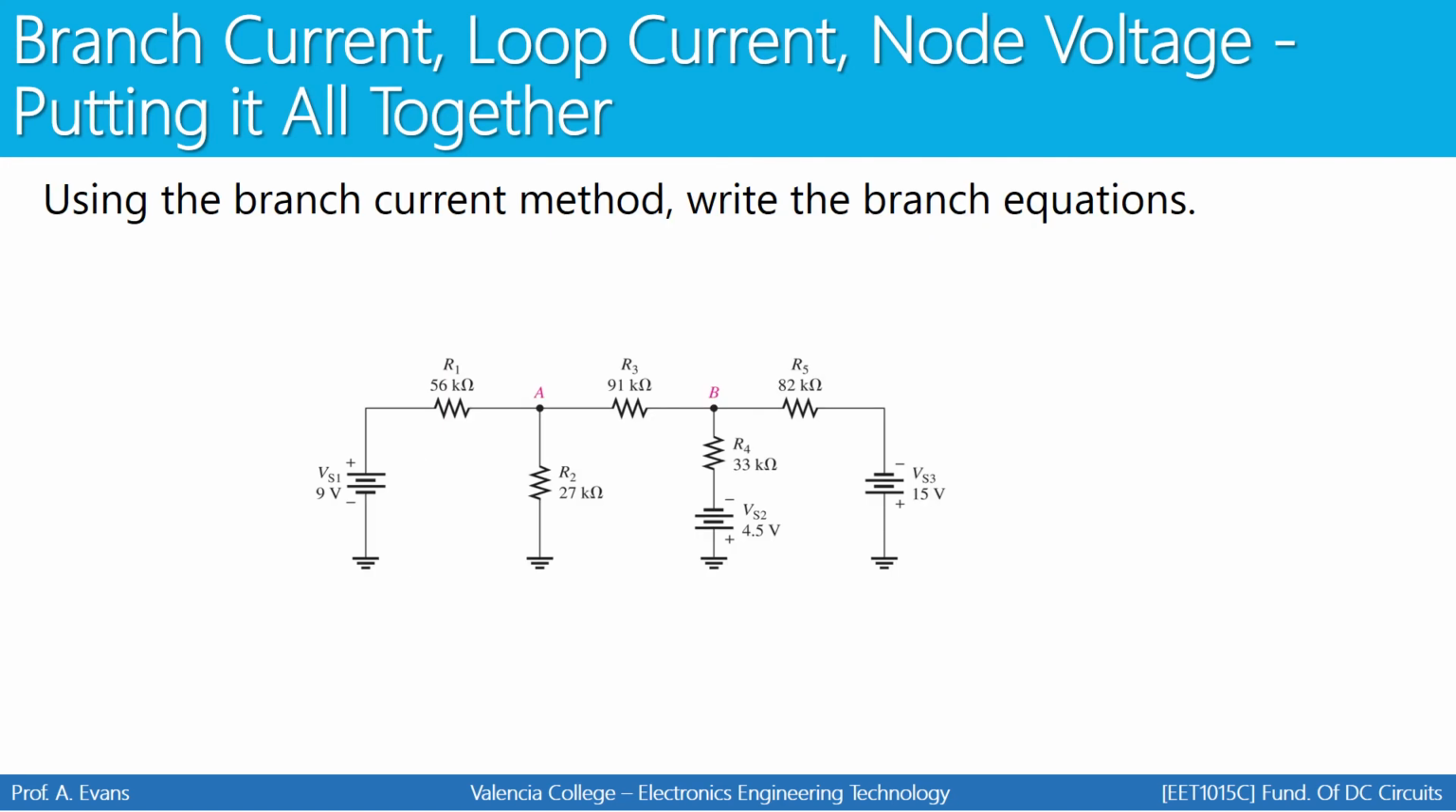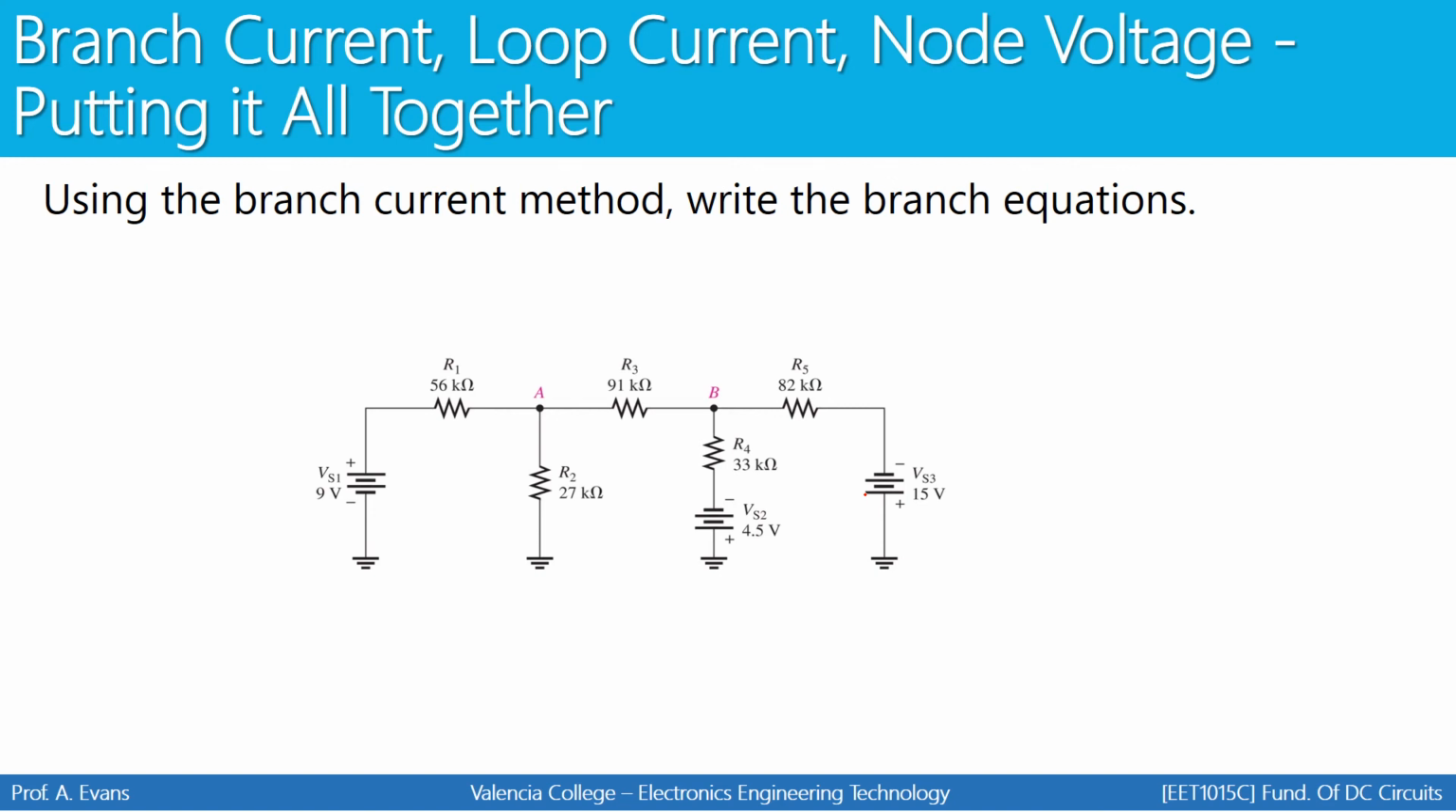All right, so we're going to do another example where we compare all three methods. Look at the circuit below. Notice that you have several sources, a 9-volt source, 4.5-volt source, a 15-volt source. Notice the polarities of each source. And then we have a ladder network of resistors.